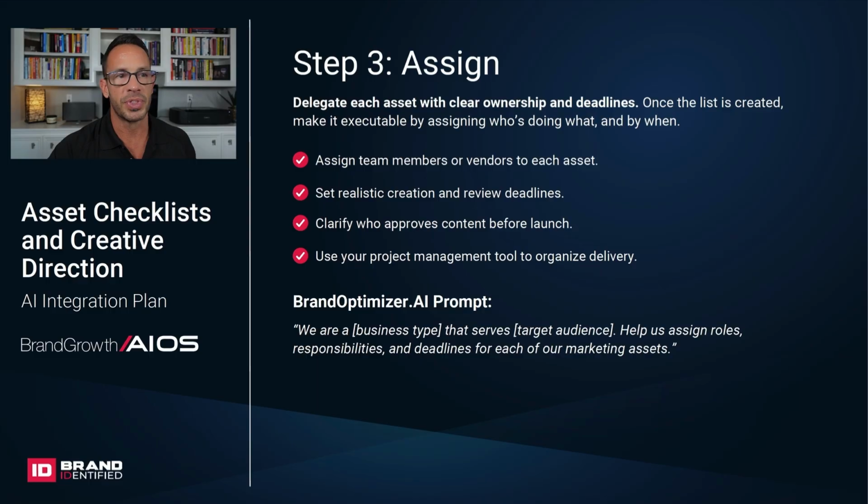Delegate each asset with clear ownership and deadlines. Once the list is created, make it executable by assigning who's doing what and by when. So assign team members or vendors to each of those assets. Set realistic creation and review deadlines. Clarify who approves content before it gets launched, and use your project management tool to organize the delivery. And then once again, I've given you another BrandOptimizer.ai prompt to help you out here in step number 3.